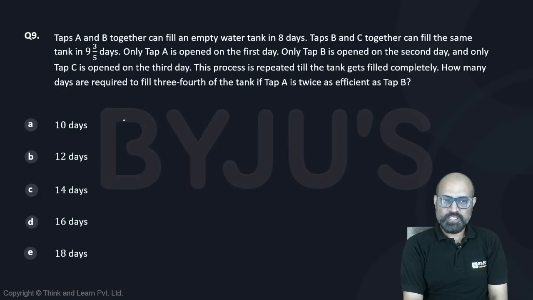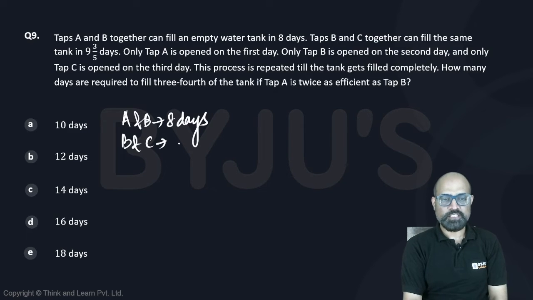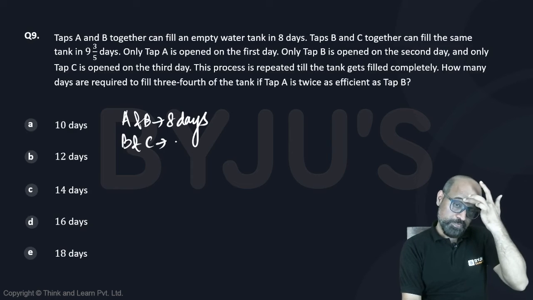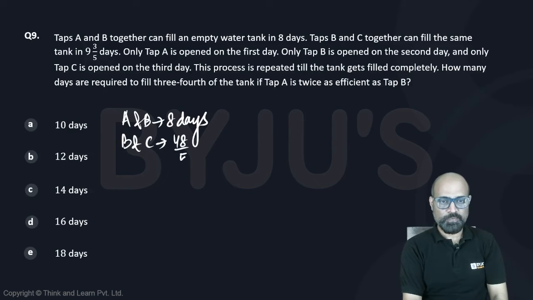Types A and B together can fill an empty water tank in 8 days. So A and B can fill it in 8 days. B and C together can fill it in 9 by 5 days, which is 9 into 5, 45 plus 3, 48 by 5 days.